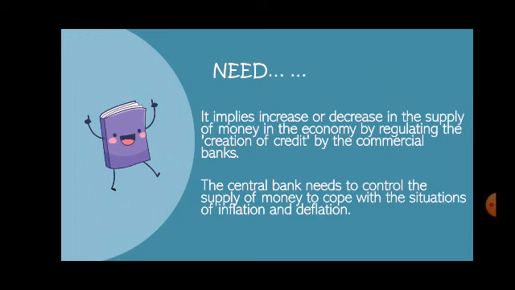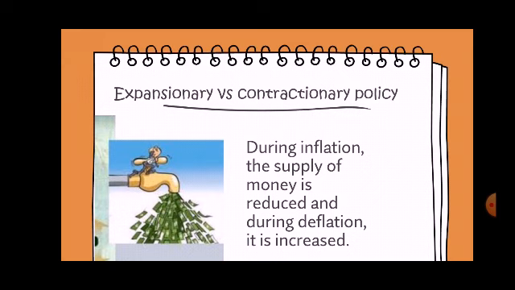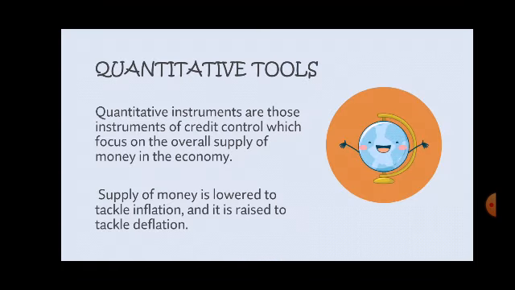like inflation or deflation. Monetary policy can be expansionary, in which there is an increase in the money supply, which is usually undertaken to tackle deflation, or it can be contractionary, in which there is a decrease in the money supply, which is usually taken to tackle the situation of inflation.